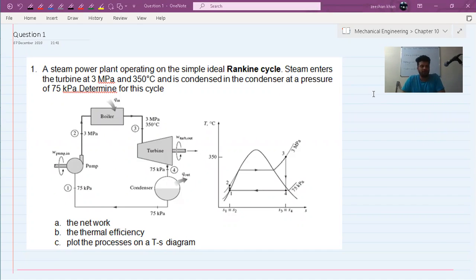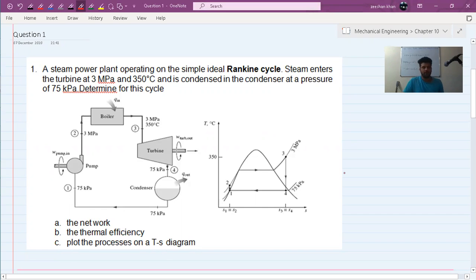Okay, so the first question here is about a simple ideal Rankine cycle, and we have to find out the net work and the thermal efficiency, and you have to plot the process on a TS diagram. But the process is already here in the TS diagram. I don't know why they have asked us to do that.